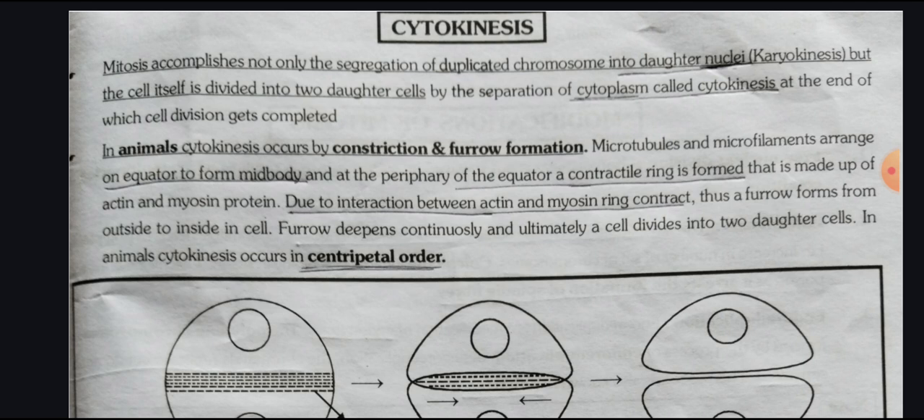Microtubules and microfilaments arrange on the equator to form the mid-body, and at the periphery of the equator, a contractile ring is formed that is made up of actin and myosin protein. Due to interaction between actin and myosin, the ring contracts. Thus, a furrow forms from outside to inside in the cell. The furrow deepens continuously and ultimately the cell divides into two daughter cells. In animals, cytokinesis occurs in centripetal order.